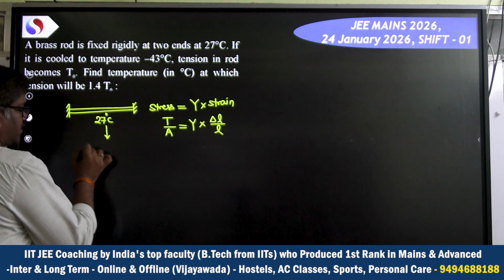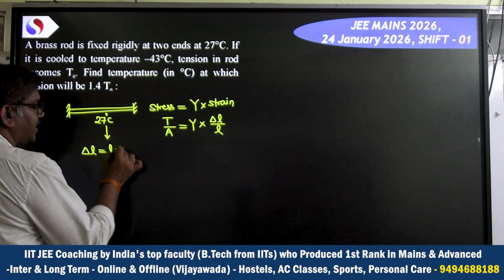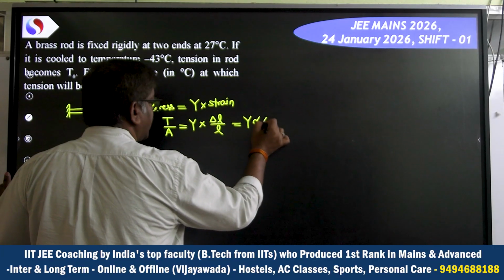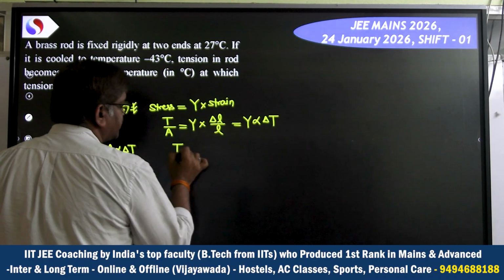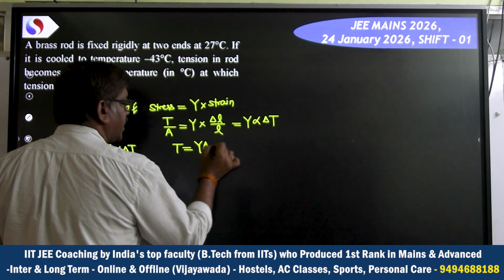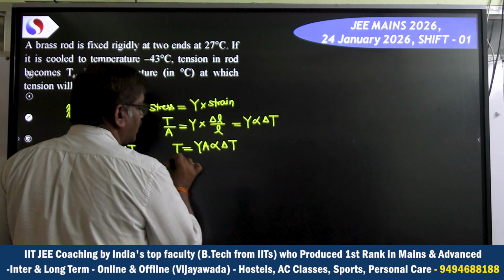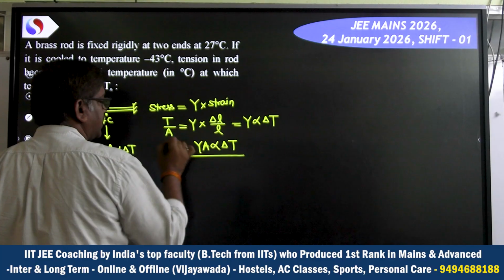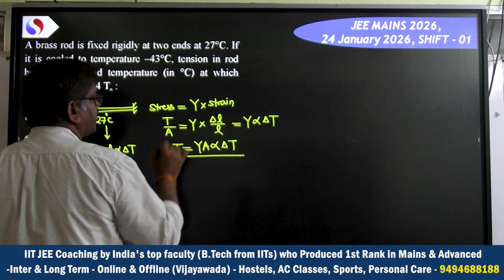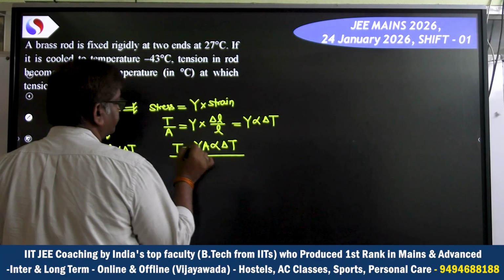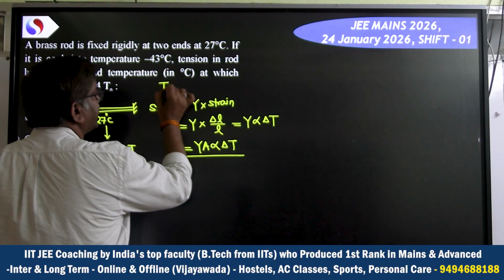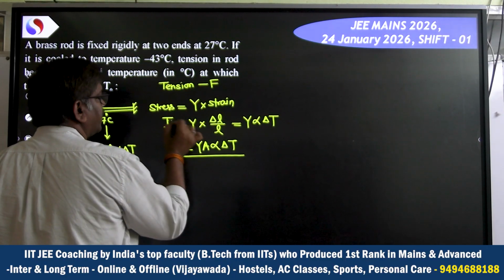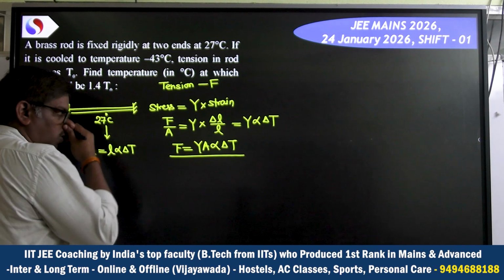Now you know that in thermal expansion, delta L is L alpha delta T. So here I can replace this as Y alpha delta T. That means the tension we can write as Y into area into alpha delta T. Alright. Let us represent the tension force by F, because otherwise 2T we would have to deal with. So this is F, this is F.